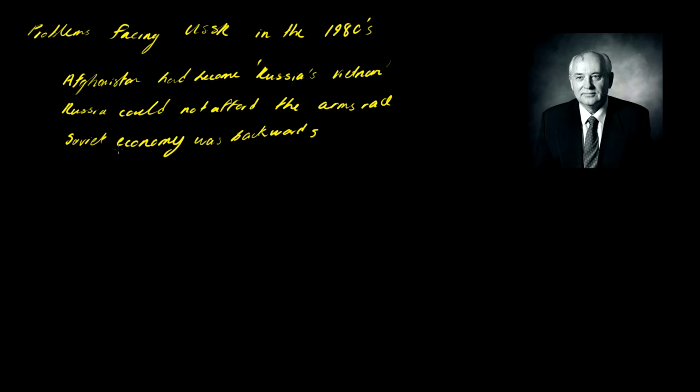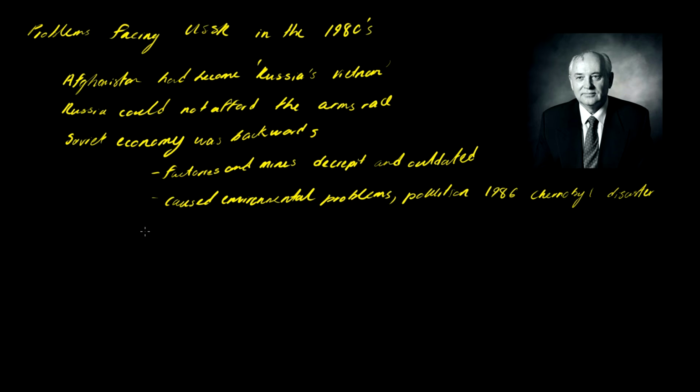And the Soviet economy was backwards. For instance, its factories and mines were decrepit and outdated. And its backward industry also caused increasing environmental problems, for instance, pollution and the Chernobyl nuclear power plant explosion of 1986. And the Aral Sea dried up.